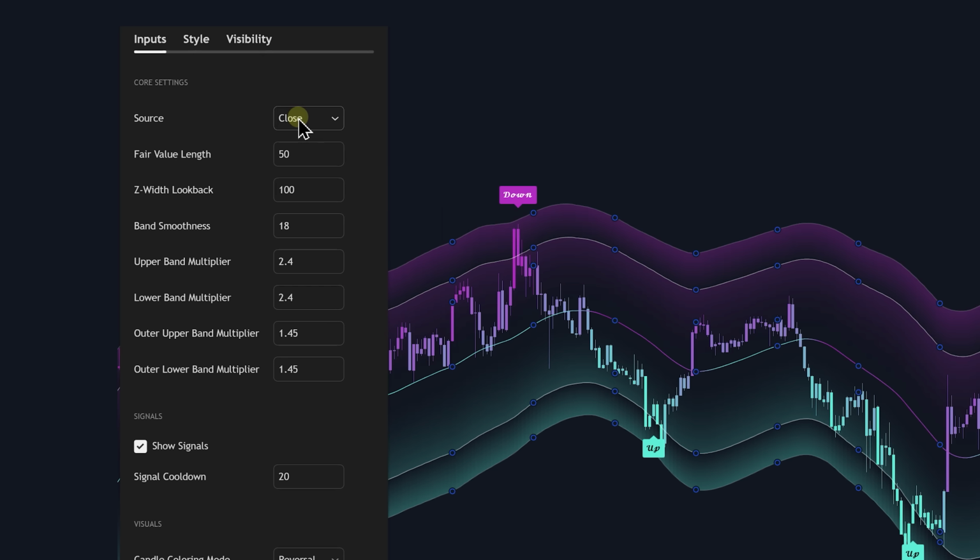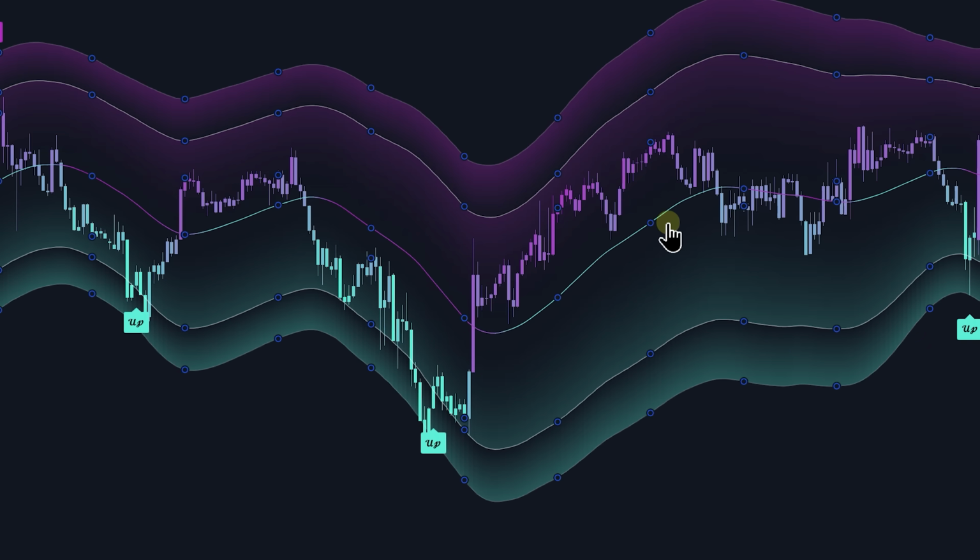Next, we have fair value length. This controls the lookback used for the EMA and ALMA that create the liquid fair value centerline. A smaller value makes the centerline react faster to price changes. A larger value creates a smoother and slower line that focuses on the broader trend.